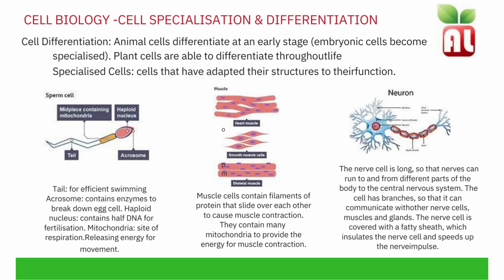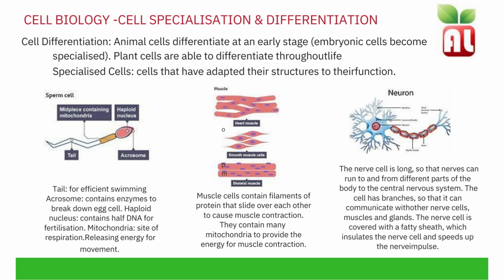Cell specialisation and differentiation. Animal cells differentiate at an early stage. Embryonic cells become specialised. Plant cells, however, are able to differentiate throughout life.